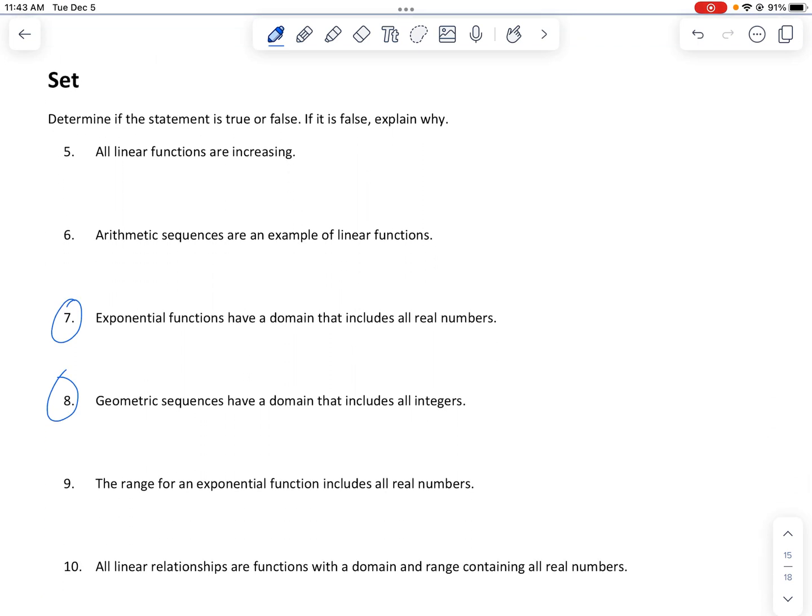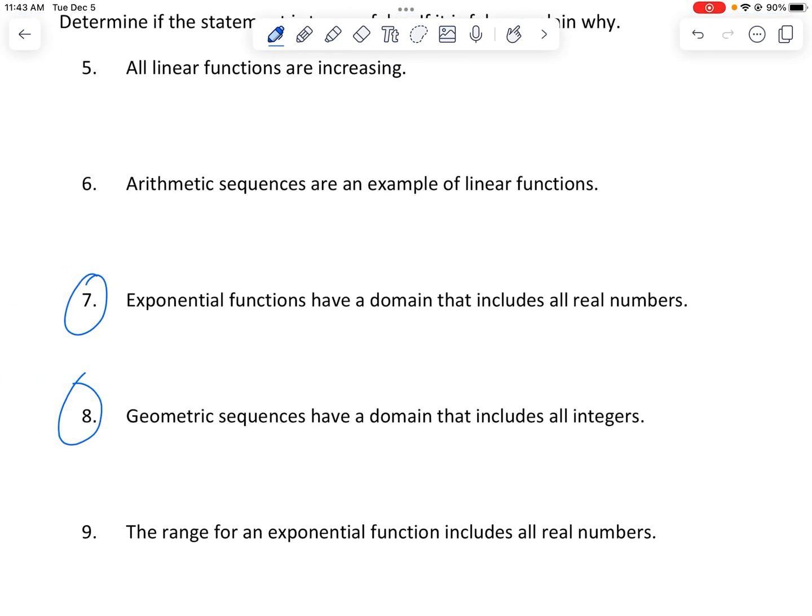The next section, the set section, starts with some statements. You have to figure out if they're true or false. And if it's false, explain why. I'm just going to look at a couple of these. Question 7, exponential functions have a domain that includes all real numbers.